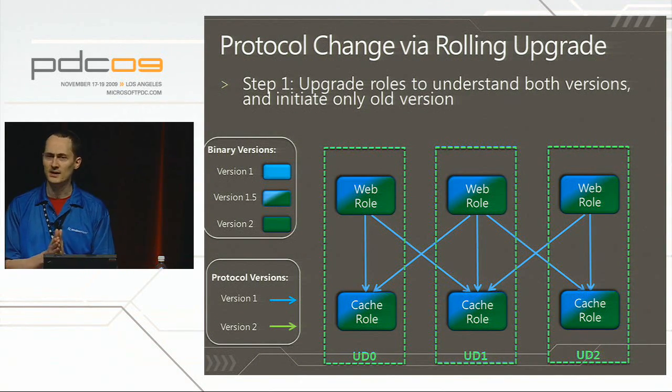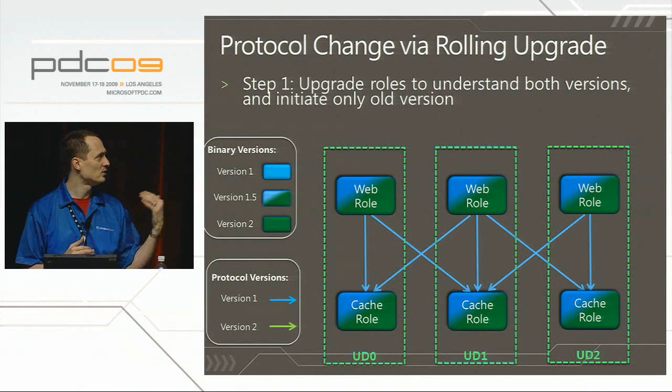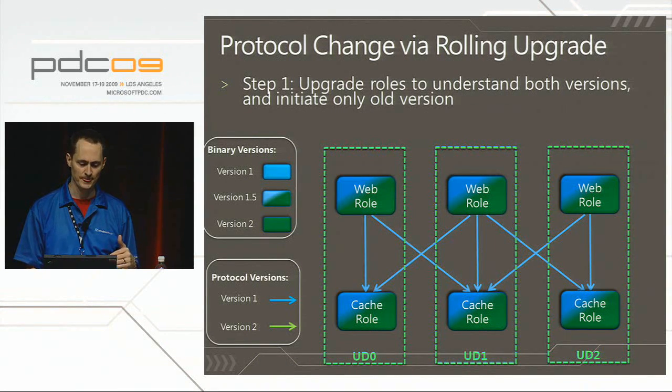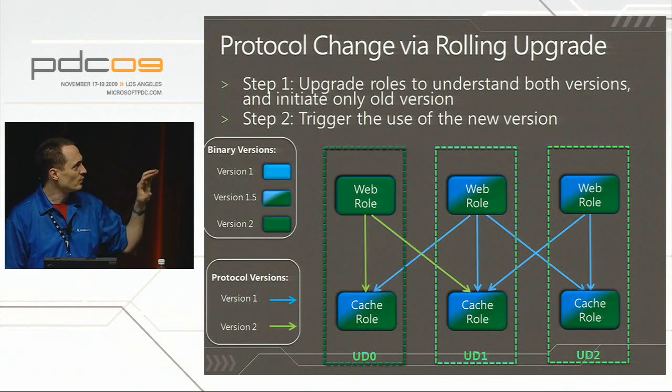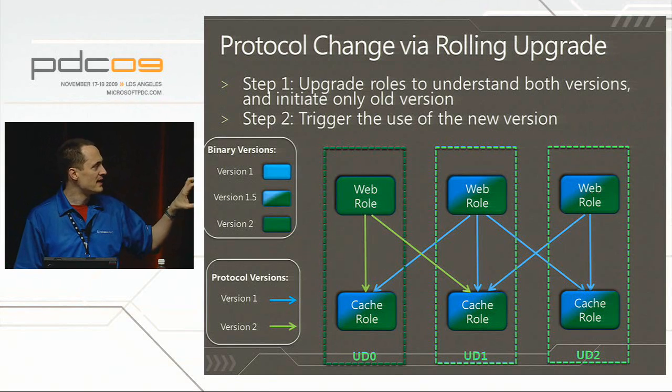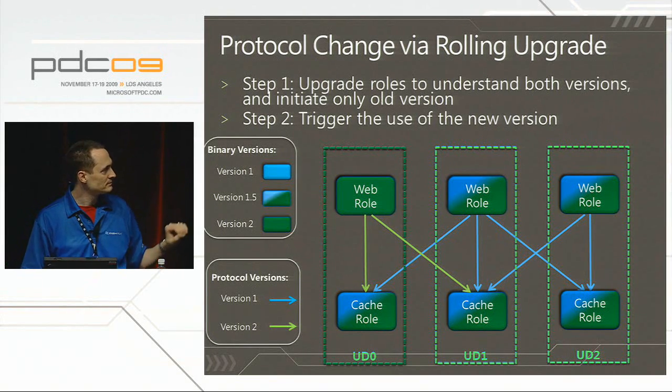Once that's done and everything looks OK, we're going to do an upgrade to version 2 for just the web roles. We're going to do a rolling upgrade here for the web roles, since they're the ones that are initiating the communication, because we want them to start talking v2 protocol. So this web role in UD0 is now talking the version 2 protocol.